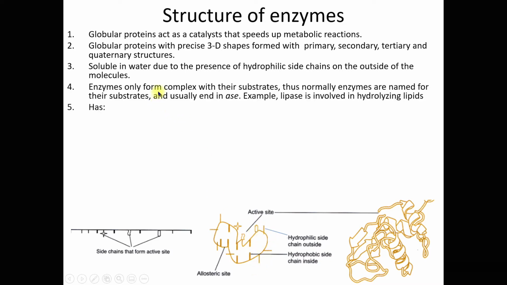Now, enzymes only form complexes with their substrates, which means the action of an enzyme is specific to its substrates. So normally enzymes are named for their substrates, and usually the name of an enzyme ends in -ase. Example, lipase. I think you can guess lipase is an enzyme involved with hydrolyzing its substrate, which is lipids. Protease is an enzyme that can hydrolyze protein.